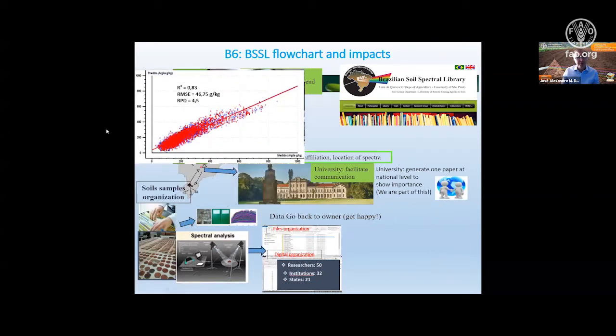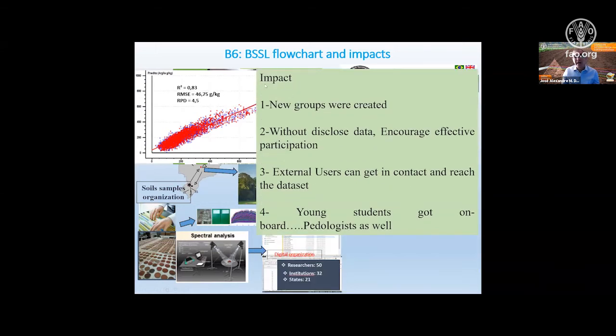So this is the first result, R2 for clay, 83%. And this was the impact on the community. New groups were created and since we did not disclose the data, but we showed who had it, we encouraged participation. We forced people to go to one another to share and to talk. So external users can get the data, get in contact with them, and they can exchange the data. This is the first step to get the trust.